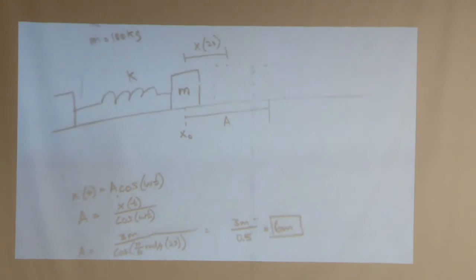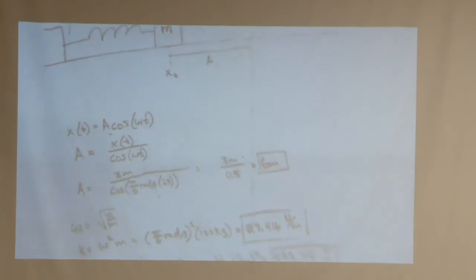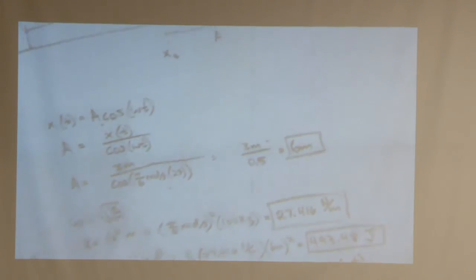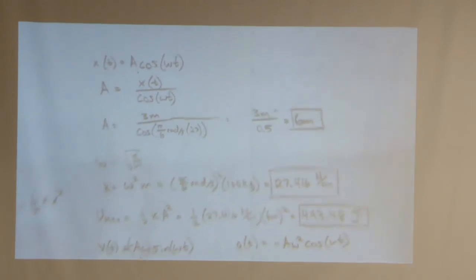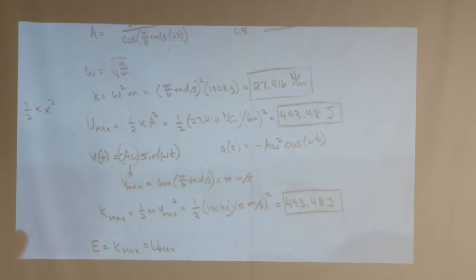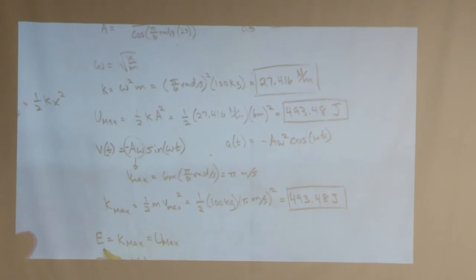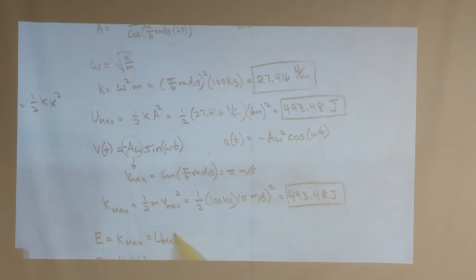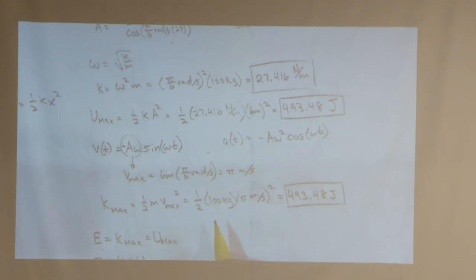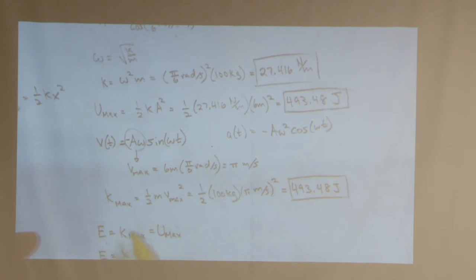Now for the final problem, it asks us to find the potential energy when the kinetic energy is 293.48 joules. What we need to realize is that the total mechanical energy in the system is equal to the maximum kinetic energy and also the maximum potential energy. So this is the most energy the system has. It's actually the energy that the system has at all times throughout the oscillation.